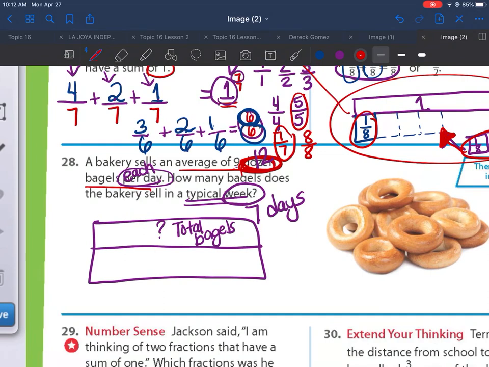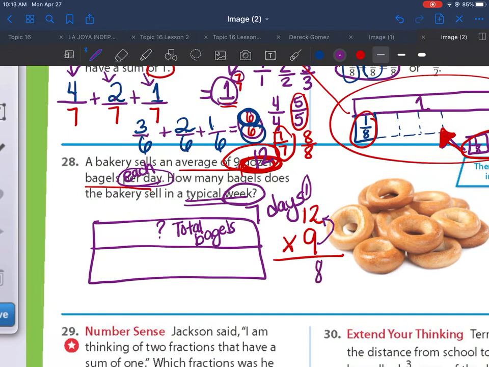Now notice that each day they sell an average of 9 dozen bagels. So there's going to be 2 steps. I need to figure out how many bagels they sell in one day. In one day, it says that they sell 9 dozen times 12. Why times 12? Because they sell 9 dozens. 9 sets of 12, because a dozen has 12.